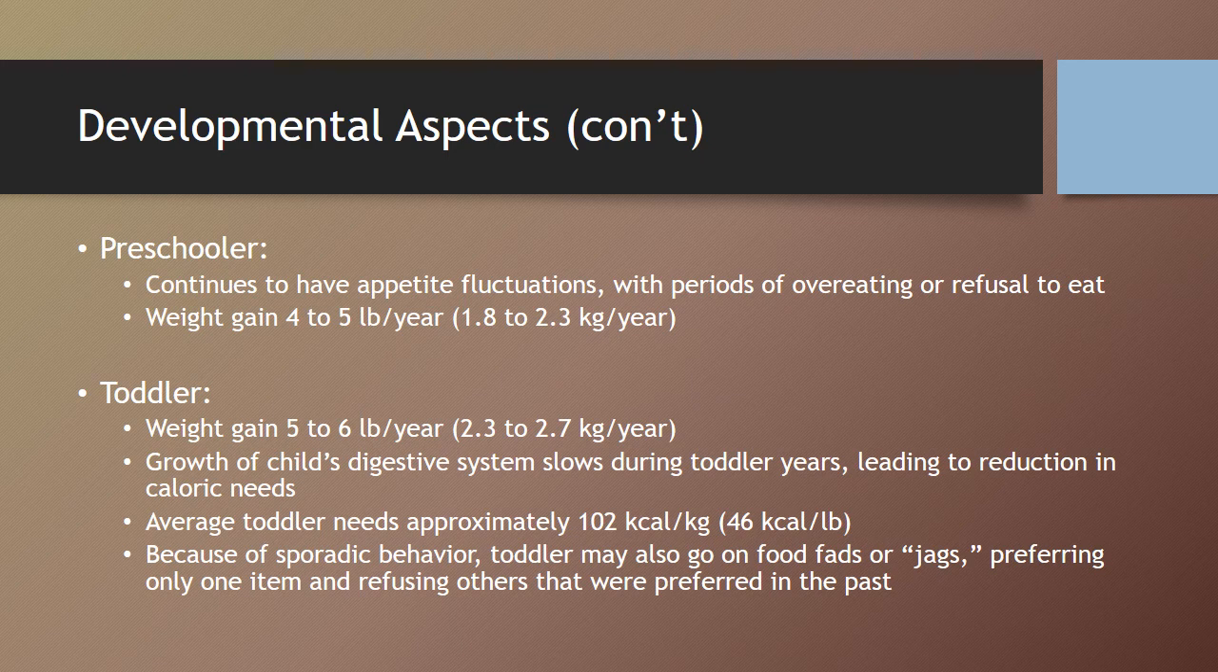caloric wise. And because they have the sporadic behavior, they may go on food fads or jags. So they may be preferring one thing at one time, and then something that they did like they'll refuse to have at this time. So they may have loved cheese, and then they hate it the next day. So that's very typical for toddlers to act in that way.